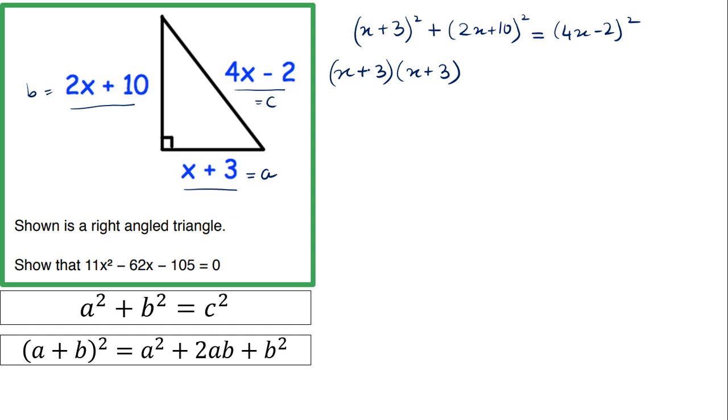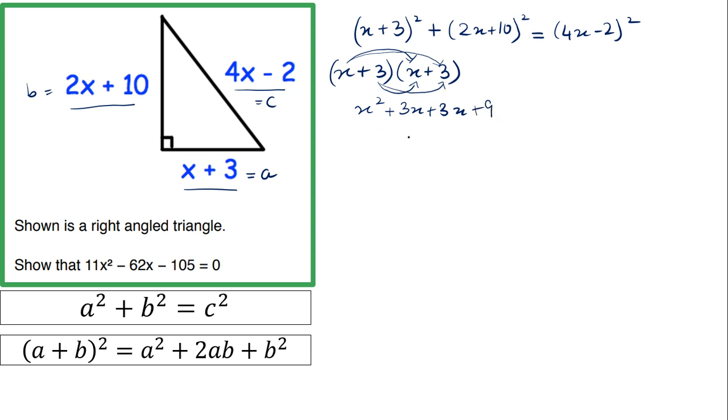So if I want to square it up, I'm going to do x times x. So x times x gives me x squared. Then I'm going to do x times the 3 over there. So x times 3 gives me 3x. Then the next step, 3 times the x. So that gives me another 3x. And then 3 times the 3, that gives me a 9.